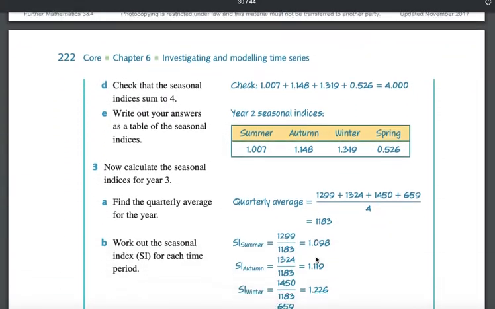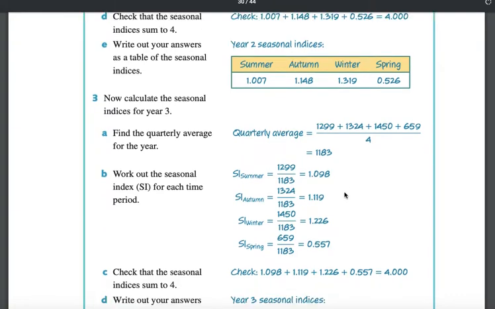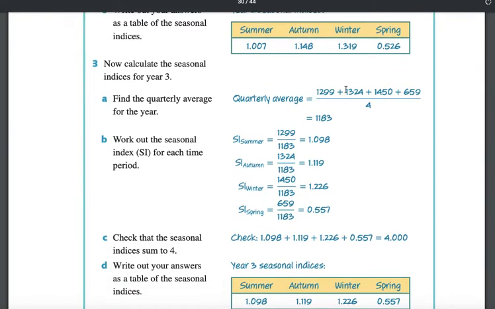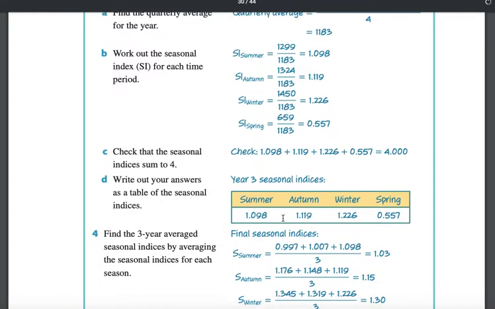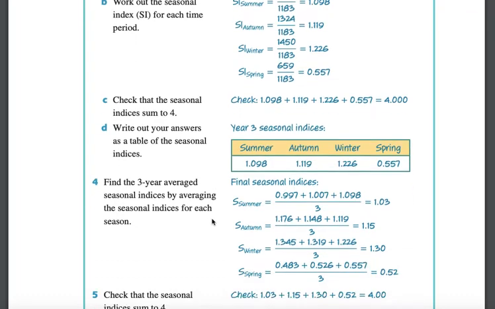And we end up with the same thing for the third year. Same thing, add up those 4 numbers from well above. There's that quarterly average, divide the third year's values by that number. And there are the seasonal indices for year 3, sorry.